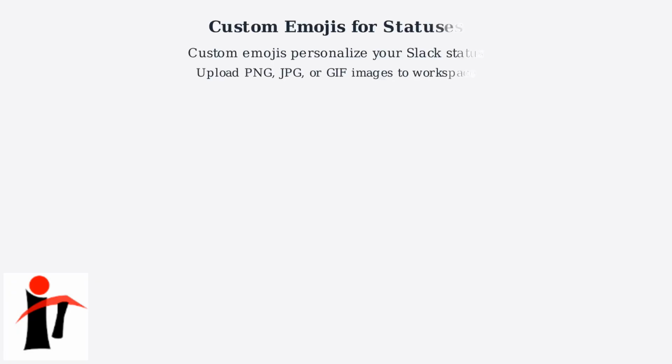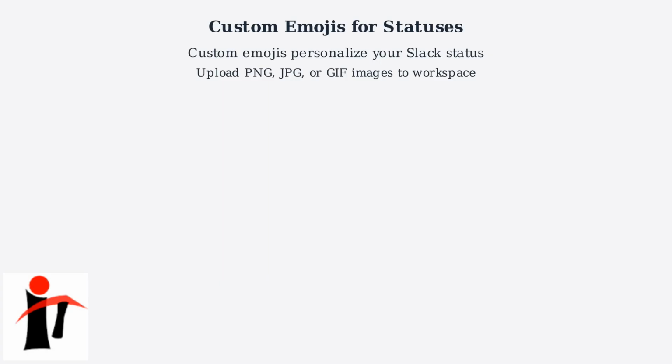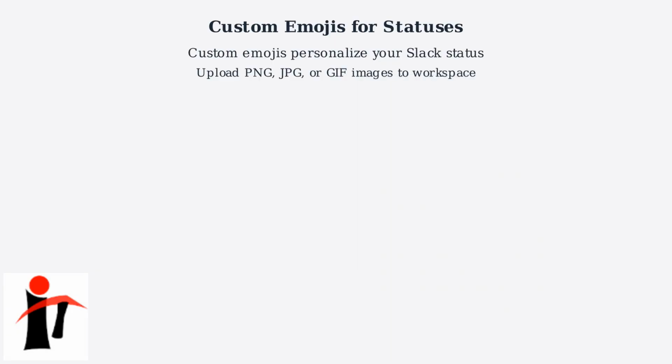Custom emojis are a great way to personalize your Slack status and add a bit of flair. These are user-uploaded images like PNG, JPG, or GIF files that are tied to your workspace. Admins can approve custom emojis for consistency across the workspace. To get started, look for the emoji selection screen in your status settings. You can also access emoji options in dark mode interfaces, with sections for frequently used and different categories.